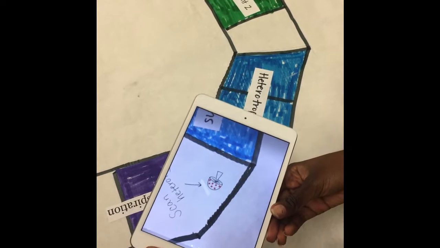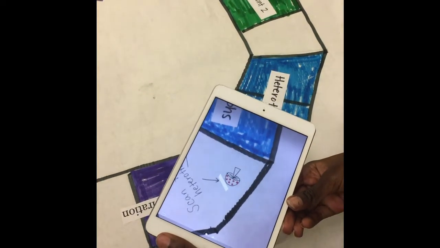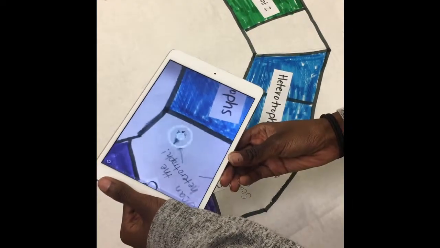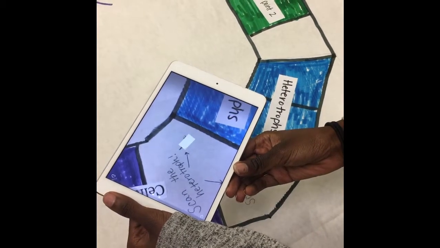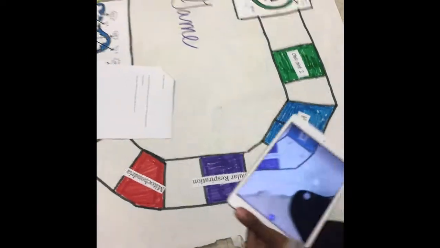Scan it and try. That's correct. Please move on to the next type. Yay. Oh. Not this one. Please try again. All right, good job, guys. Let's move on to cellular respiration.